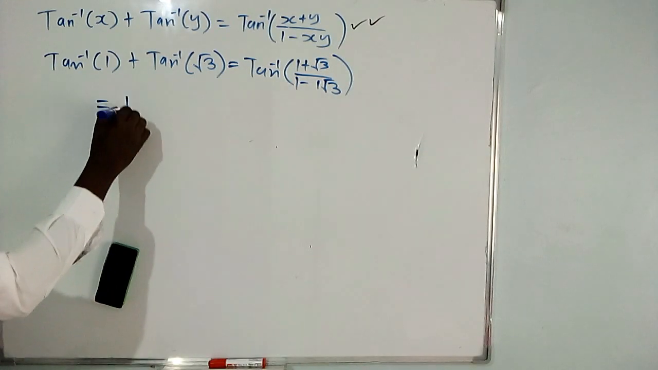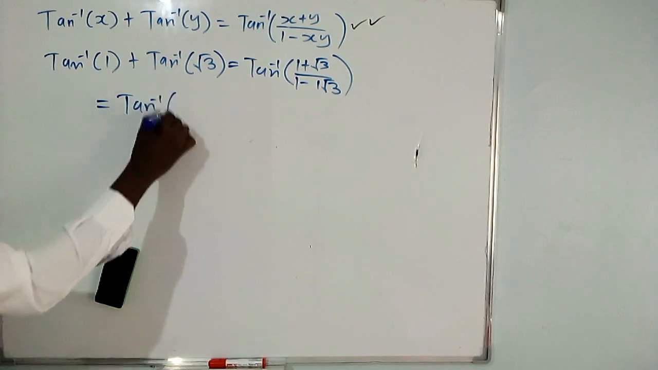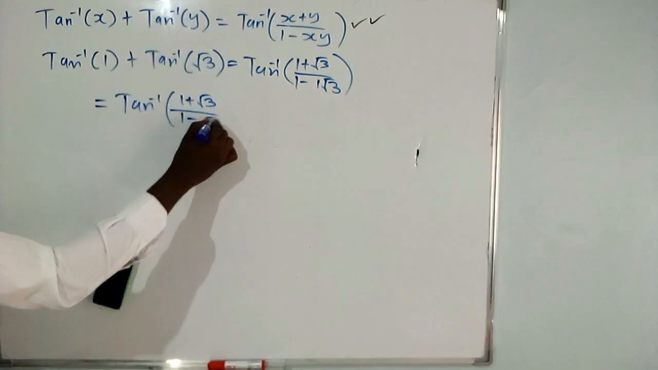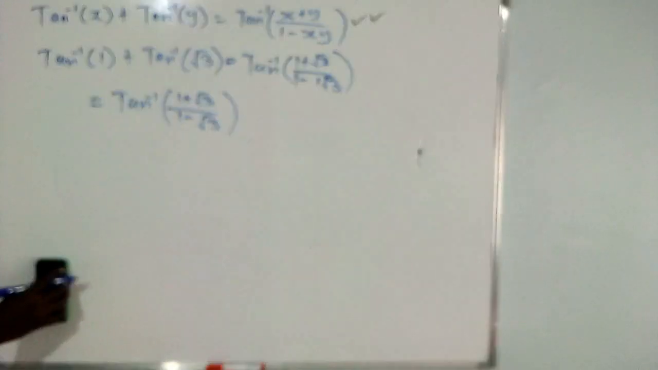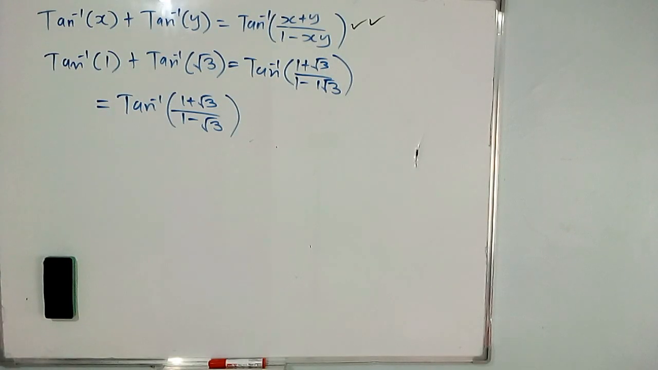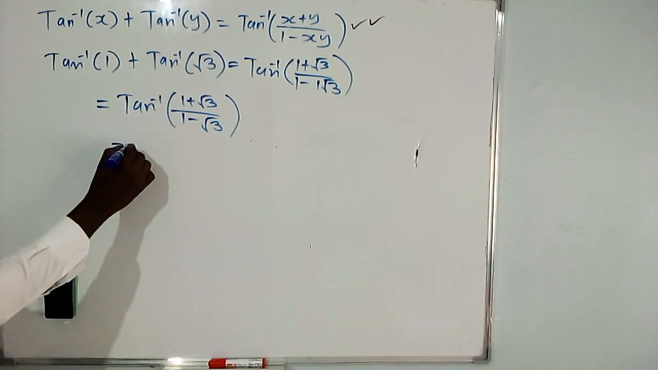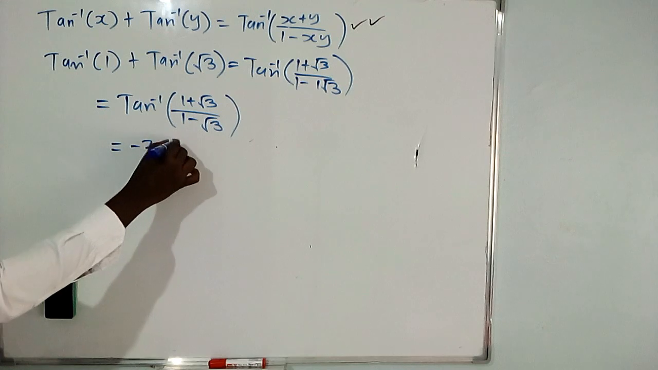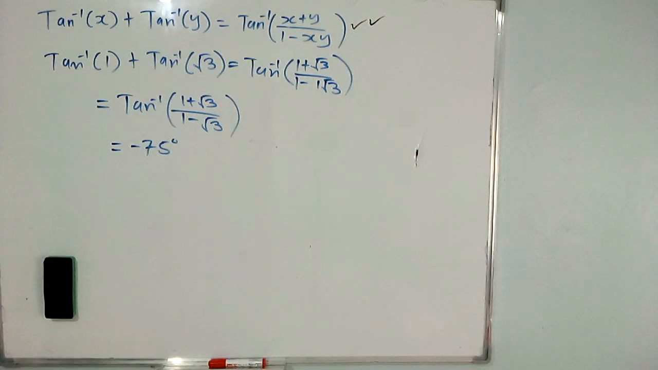So what do you have? Use a calculator. So that is tan inverse of 1 plus root 3 divided by 1 minus root 3. You found the answer to be? Negative 75 point. Just like that. Yes. Degrees. And you are done, isn't it?